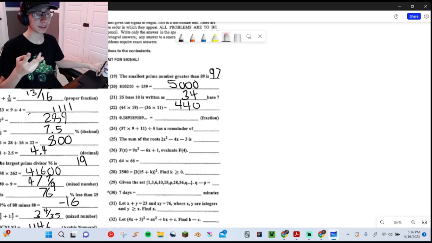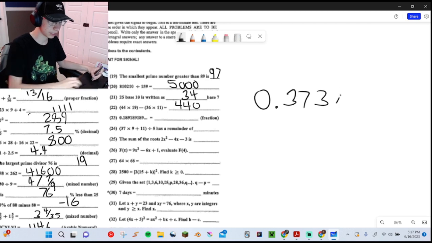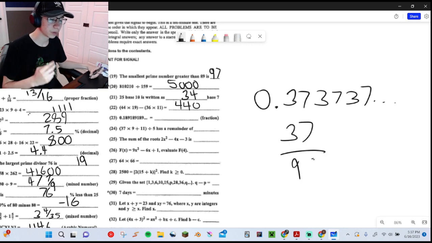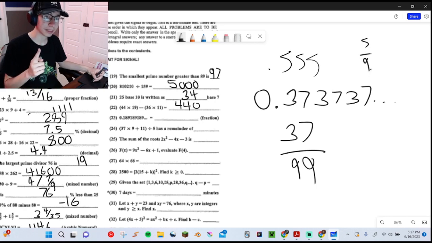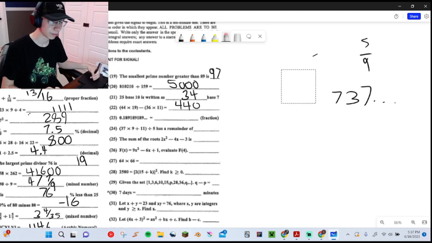Similarly, if I have two digits constantly repeating, so let's say I had 0.37 repeating, it would be those two digits that repeat over 99 this time. If I had one digit that repeated, like 0.555 and so on, it'd be that number over just 9. So there's kind of a pattern when it comes to this.